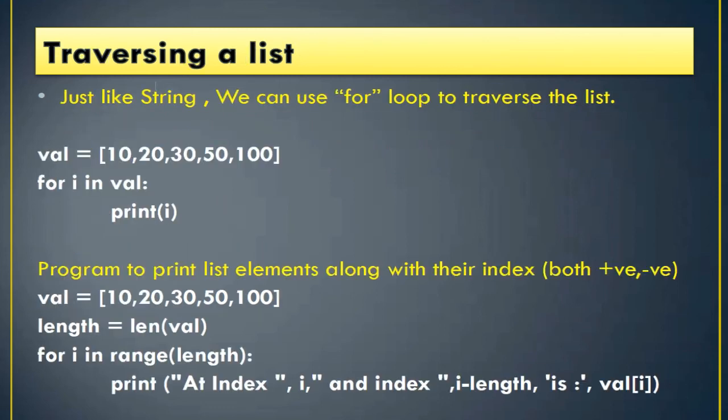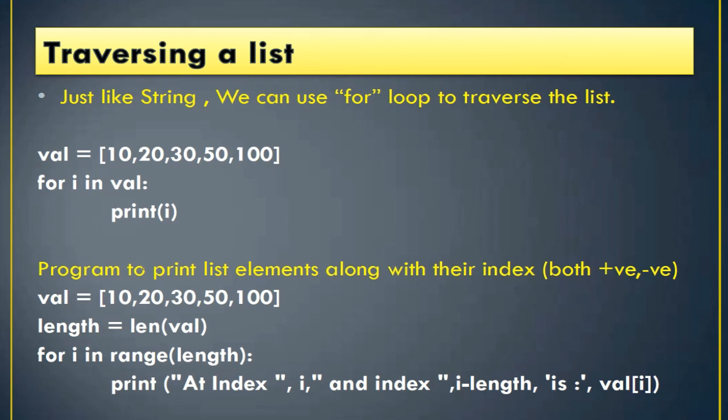Okay, next is traversing a list. Just like a string, we can use a for loop to traverse the list. Now this is your val example. This is your value which is being stored. Now for i in val, print i.